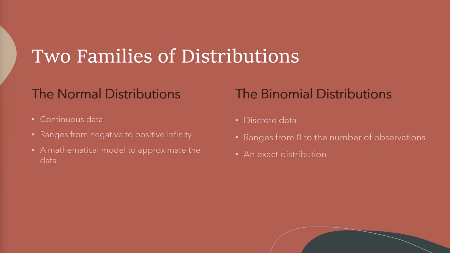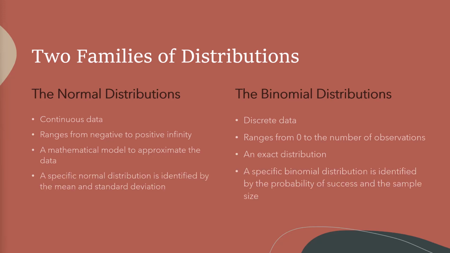The normal distribution is a mathematical model that we use to approximate the data. Our data are never going to be actually normally distributed. We just hope it's close enough. By contrast, the binomial distribution is an exact distribution. It is literally constructed based upon the real possible outcomes that we can achieve in terms of the number of successes when we make n observations.